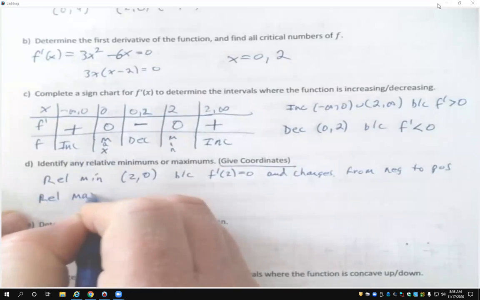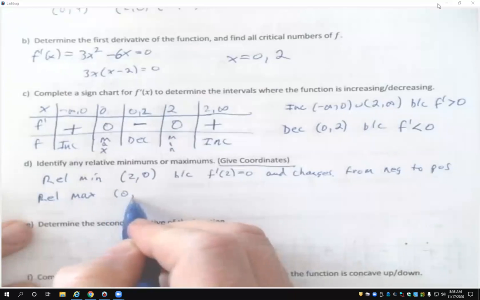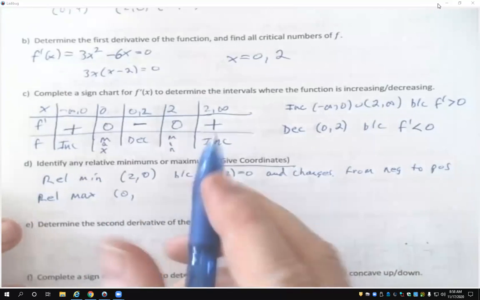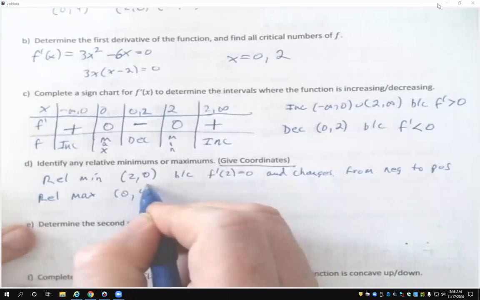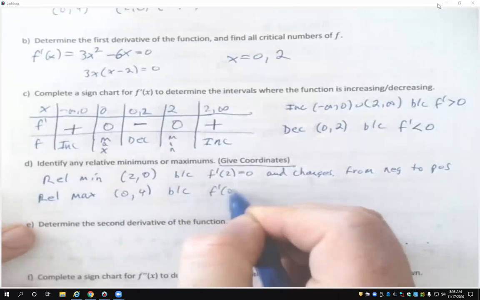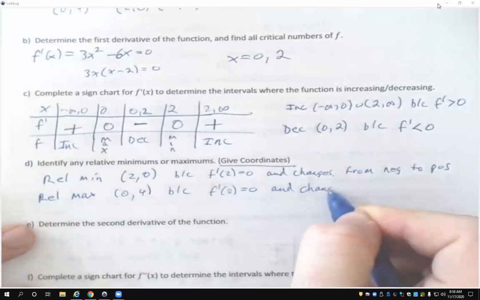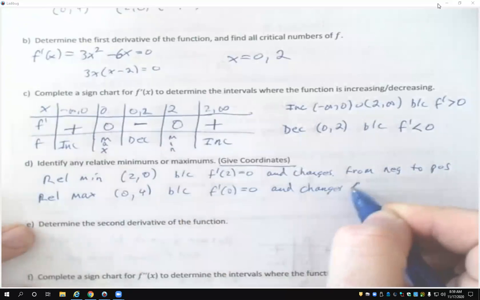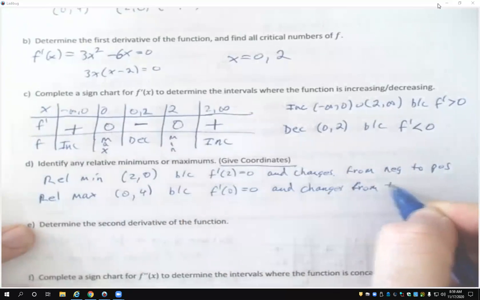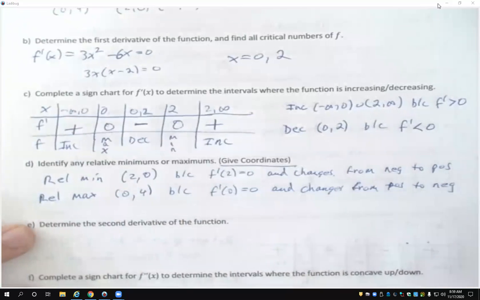Okay, then a relative max is going to be at 0. Again, go back to the original, plug 0 in, and you get 4. And we say because f prime of 0 equals 0 and changes from positive to negative.